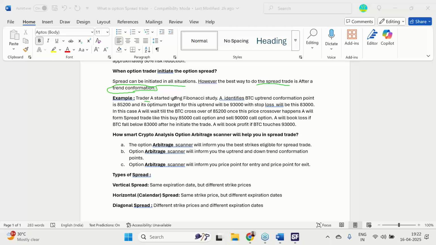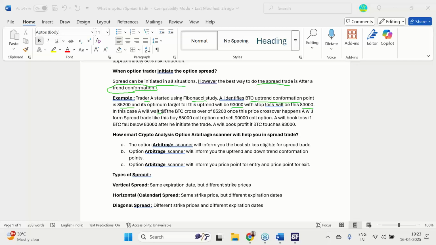For example, I have given: you have started using the Fibonacci study and identified Bitcoin's trend confirmation at 85,200. It can continue till 93,000, maybe for a 7-day, 8-day, or 10-day period. Stop loss is 83,000. So this is very clear. 85,000 is the trend, and it will continue till 93,000. Stop loss is 83,000. If after giving an uptrend breakout it somehow falls below 83,000, then that trend breakout is false.